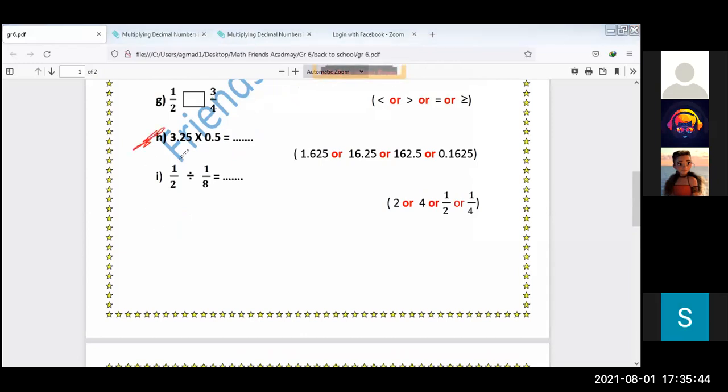Yes, dear. Now we have 2 decimal numbers, 3.25 multiplied by 0.5. How can we do it, dear? We will make 325 over 100. Okay, I will put them above each other to be easy to multiply like this. Okay, 0.5.